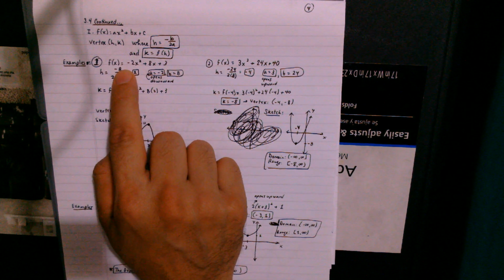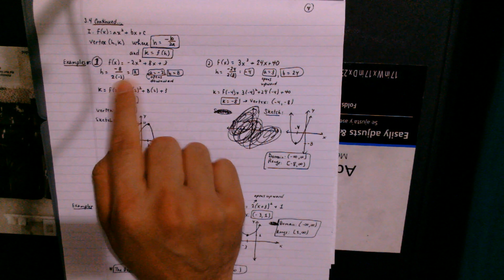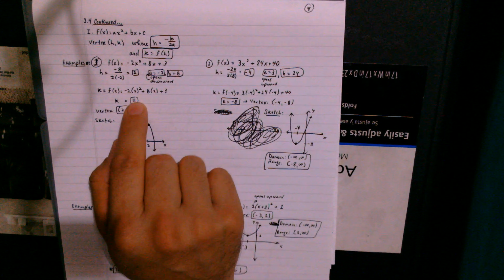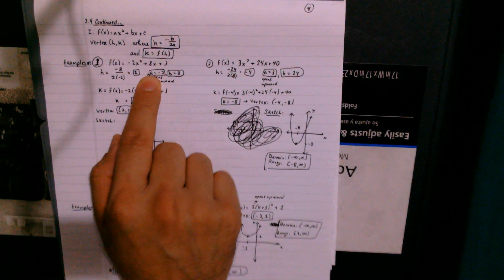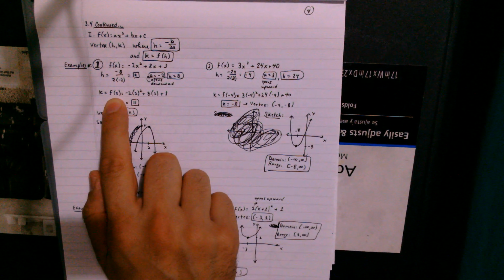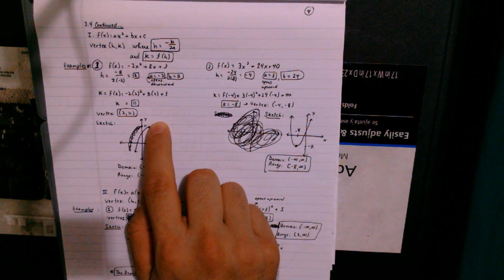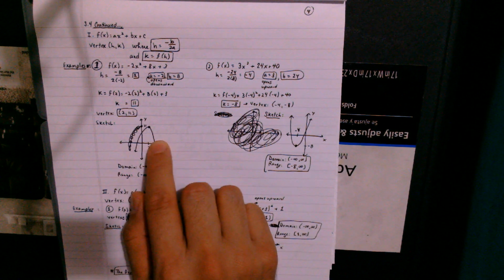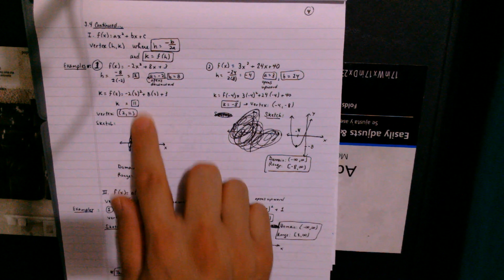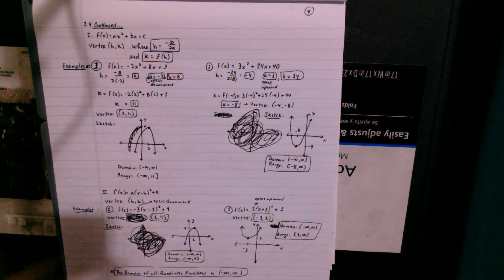So negative of b, negative of 8, divided by 2 times negative 2, which is your a value. So negative 8 over negative 4 is positive 2. To find the k value, plug in 2 into the function, you get 11. So the vertex is at (2, 11), and this thing goes down. If you want to find the x and y intercepts, you can. But for me, I just want to show you how to graph a sketch.